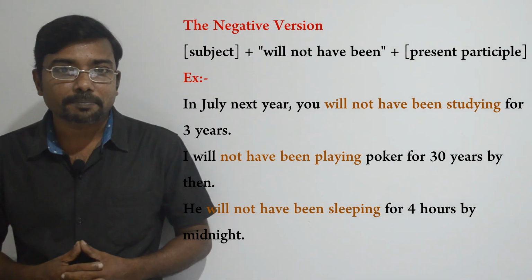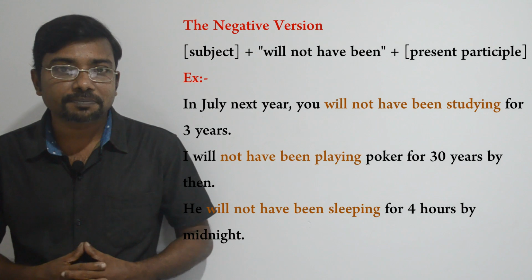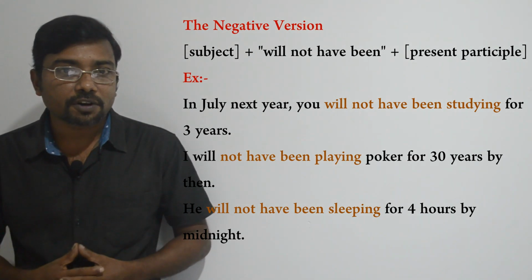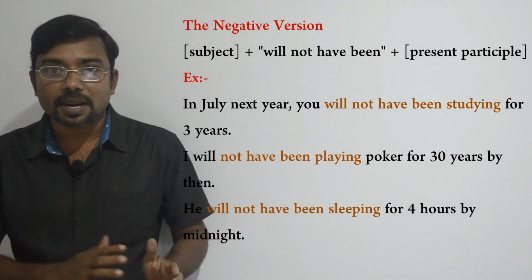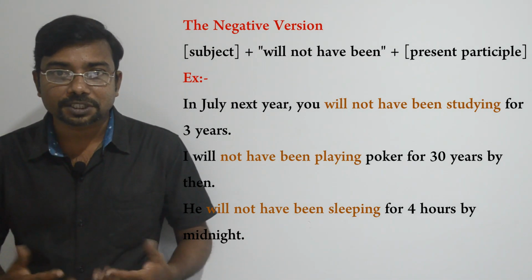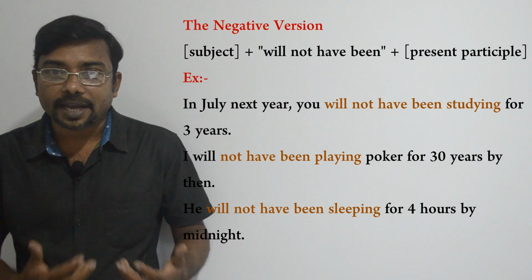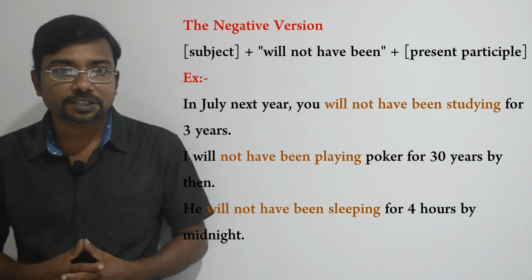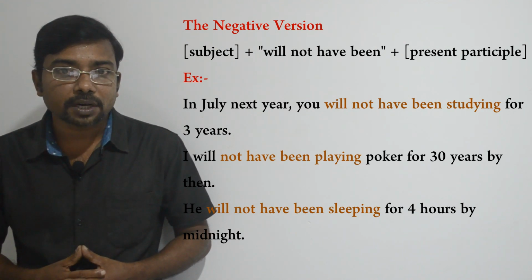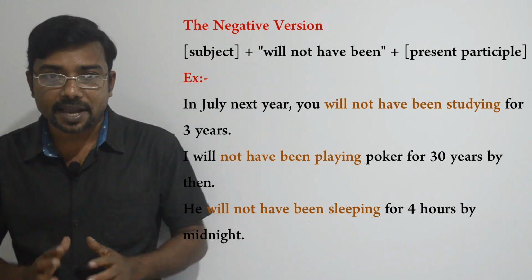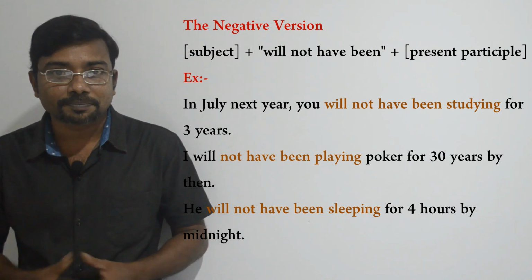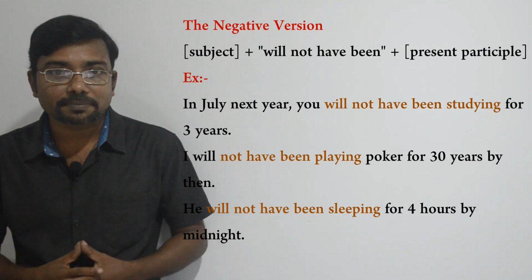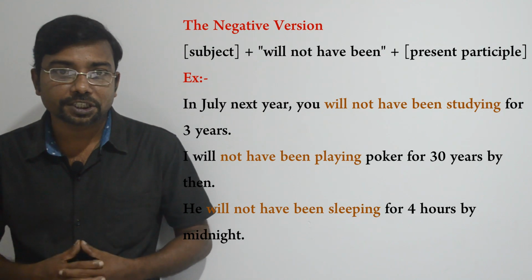Look at the first example. In July next year, you will not have been studying for 3 years. Okay, here we use not between the auxiliary verb will and have to indicate a negative statement. You will not have been studying. Look at the next one. I will not have been playing poker for 30 years by then. Here also we use not between the auxiliary verb will and have to show a negative statement. Then comes been, the past participle form of the be verb, and also the verb ing form.